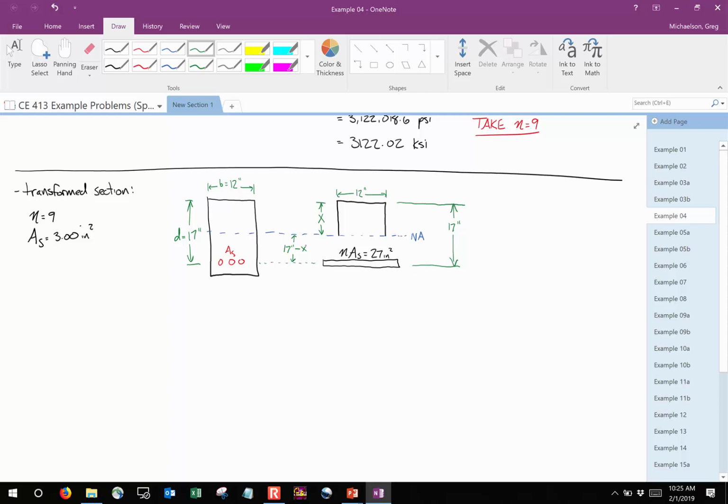Now, how do we determine where the neutral axis is? We sum moments, okay? Specifically, we sum moments about the neutral axis?